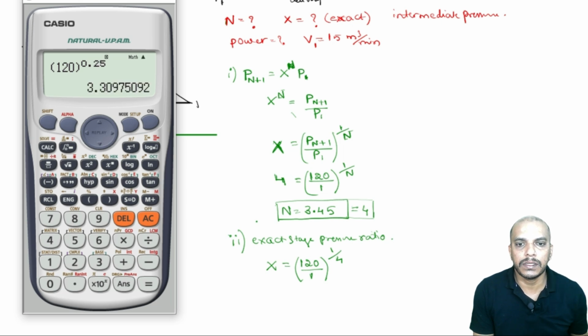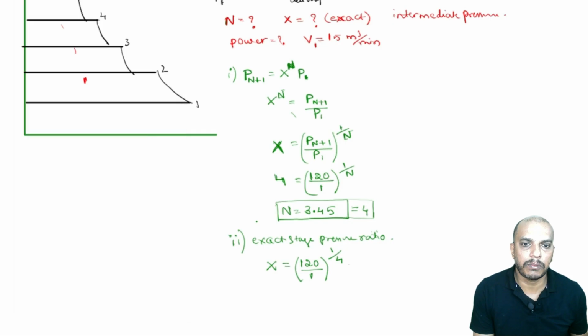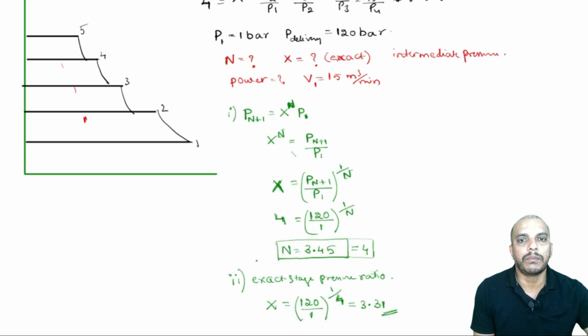So, 3.3097, let us call it 3.31. So, the exact pressure ratio is 3.31, but what has been given is limited to 4. So, we have substituted this as 4 stages. For 4 stages, the exact pressure ratio will be 3.31.